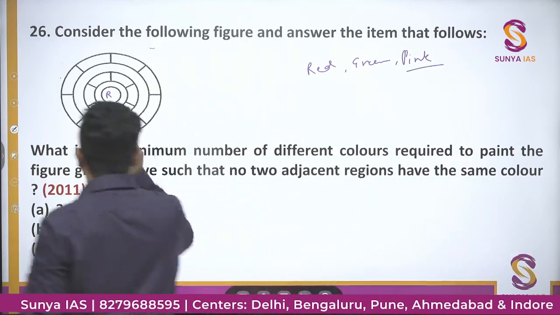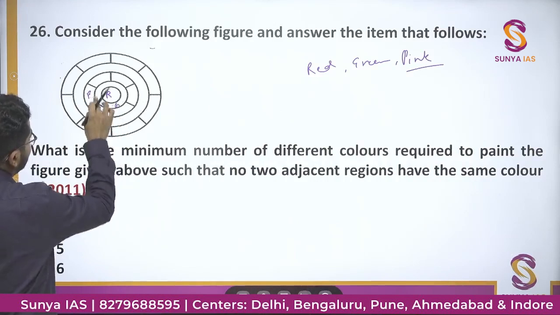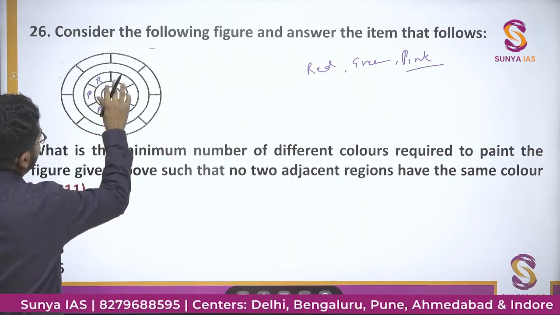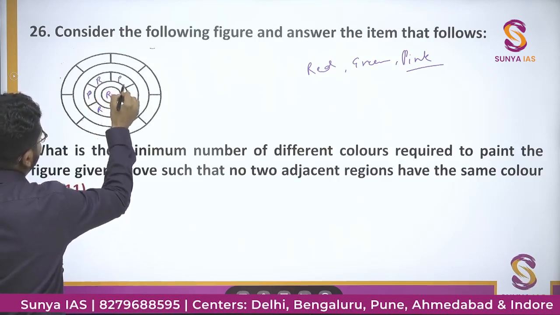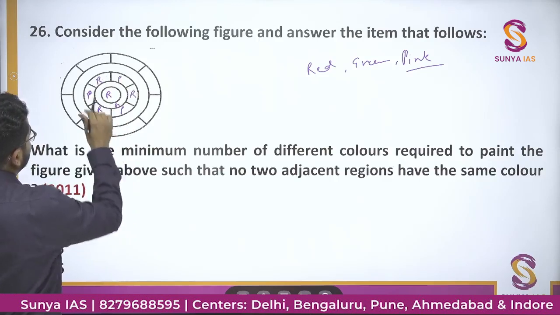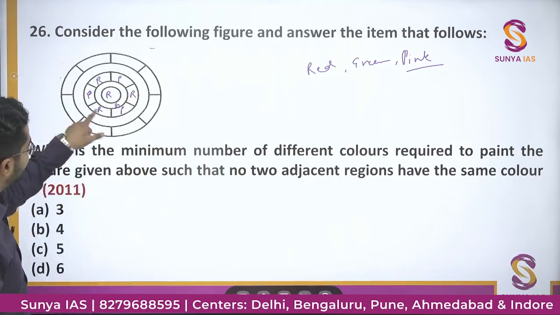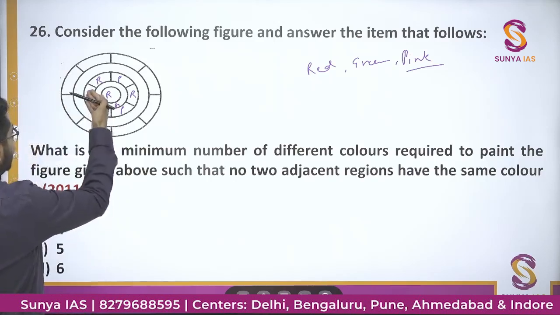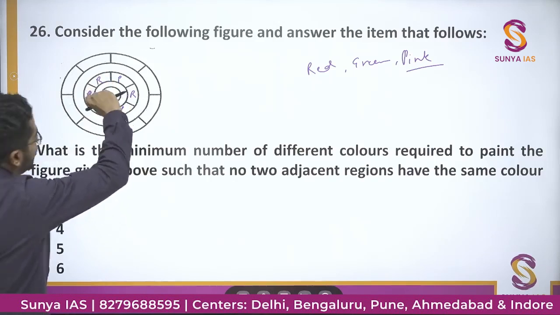So if this color is pink, for example, then this is okay because this is green, this is pink, this is red. Again, this is red. If I use only these three colors, red, pink, red, green, you can see red, pink, red, pink, and so on. No two adjacent faces have the same color. And here it is green, here it is red. Again, in these portions, we use two colors, red and pink.